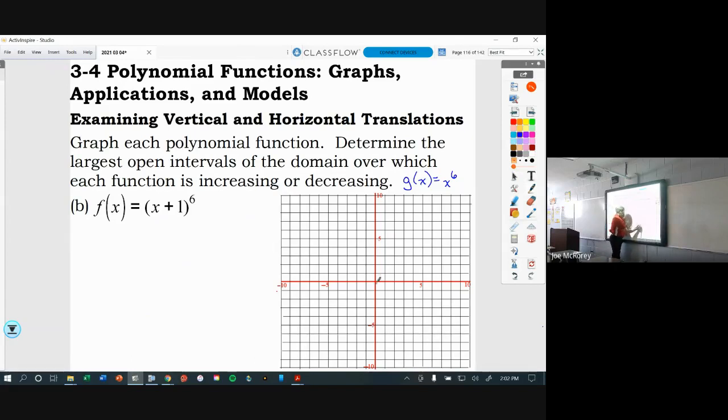Zero to the 6th power, 0. 1 to the 6th power, 1. 2 to the 6th power, 64. From here to here, it's going to increase 63 more spots. It's way off my screen. Negative 1 to the 6th power, positive 1. Negative 2 to the 6th power, 64. So that's a problem, right?